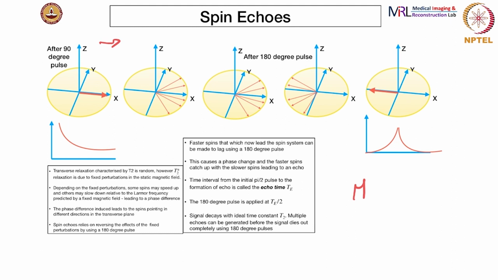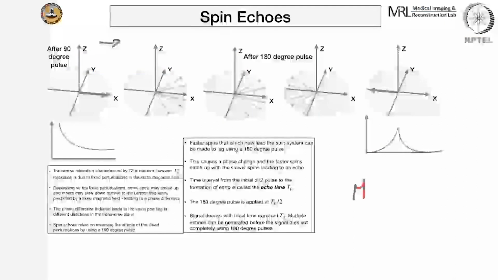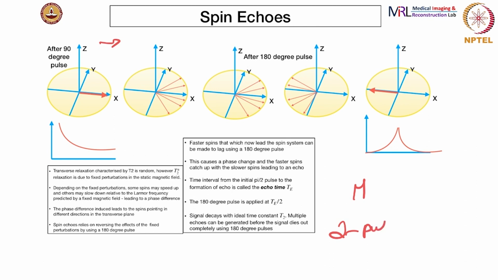You apply the B1 field perpendicular to the direction of the magnetic field along one of these axes, and then it will tip. Let's say you do a 90-degree pulse. Okay, I call it the 90-degree pulse. The RF pulse, which is the B1 field, will tip the magnetization into the plane. However, you can always call it as alpha pulse. The alpha is any angle that you want to tip it. Okay, so the 90-degree pulse will tip the magnetization into the plane. The red arrow is the magnetization.